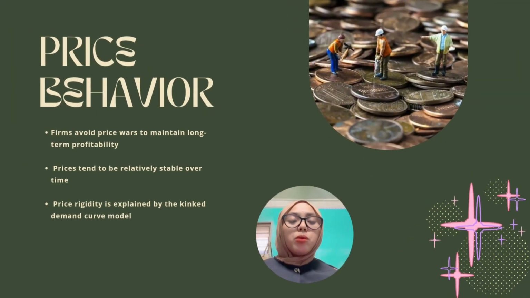Now I will explain about price behavior. So consumers might notice that phone plan prices don't change drastically every day. This happens because firms in an oligopoly try to avoid a price war. So if one company cuts prices too low, everyone loses money in the long run. Because of this, prices stay relatively stable over time. And in economics, we explain this price stickiness using the kinked demand curve model, which shows why companies are afraid to raise prices or lower prices.